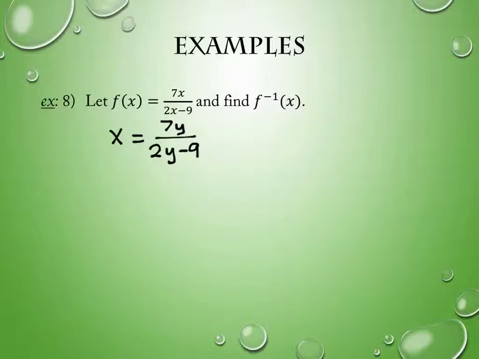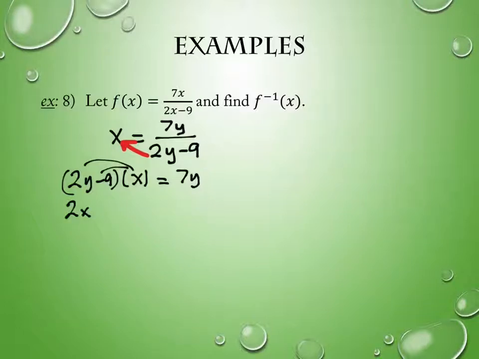So we're going to cross multiply, or we're going to multiply this 2y minus 9 over to the other side of the equation. So this is 2y minus 9 times x equals 7y. And we're going to distribute the x through. Okay, so I have 2xy minus 9x equals 7y.